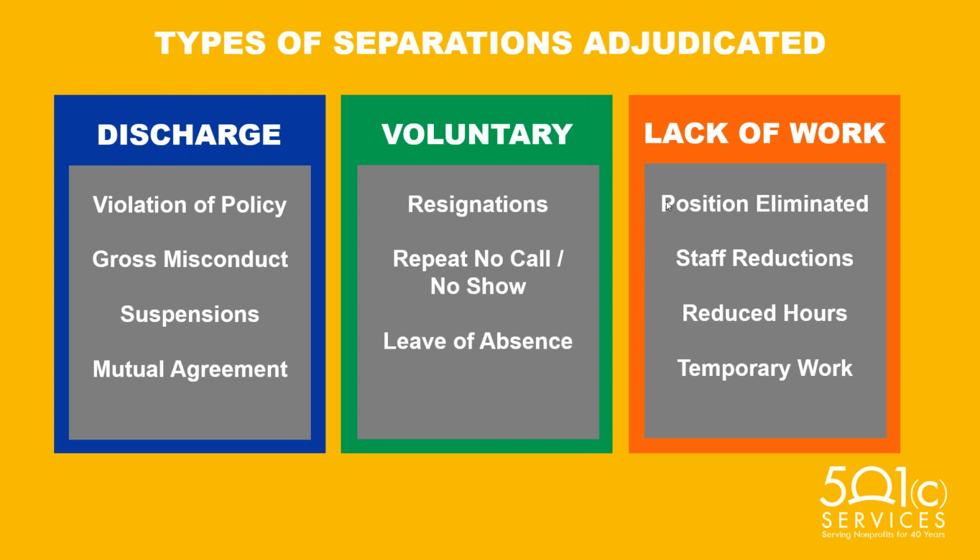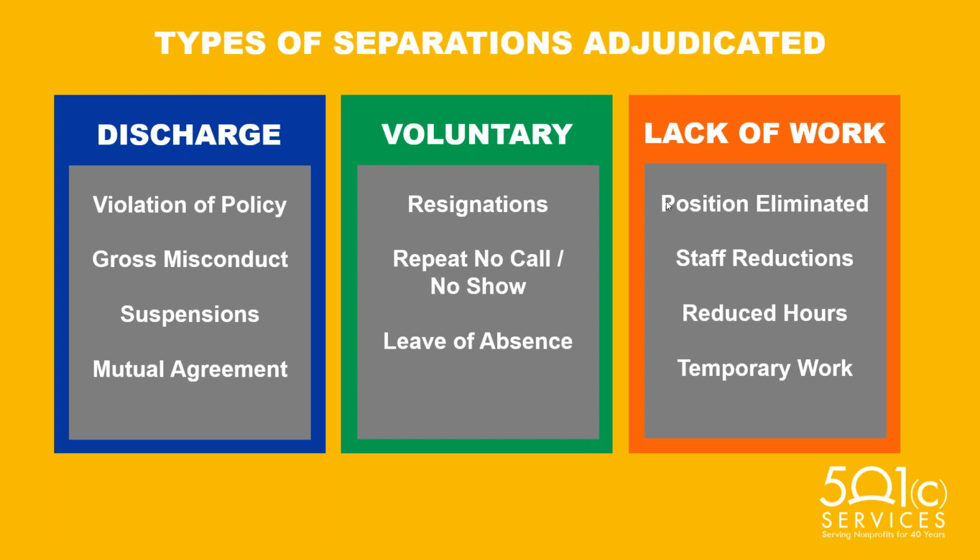So for example, the first category is discharges. Obviously, you've got your common discharges. Everybody knows violations of policy, gross misconduct, that those are discharges. What you might not know is that suspensions and mutual agreements are going to be adjudicated as a discharge. Because if you think about a suspension, who's the moving party in that separation? The employer. Is continuing work available? No, the employer is separating the individual. So that's why it's a discharge.